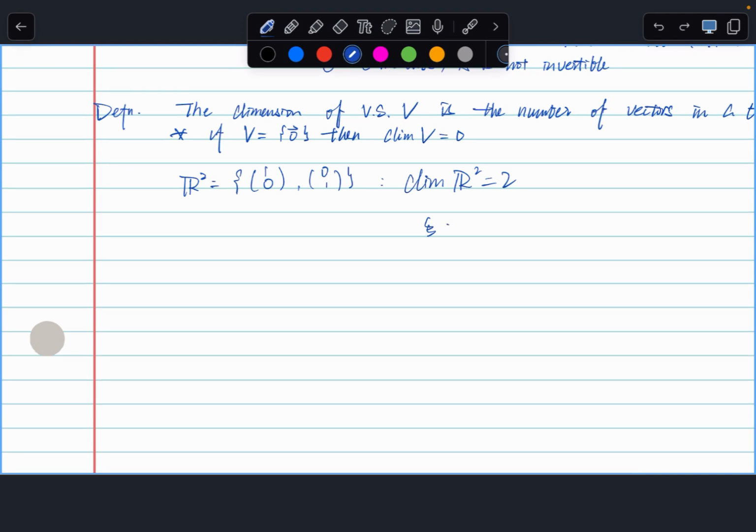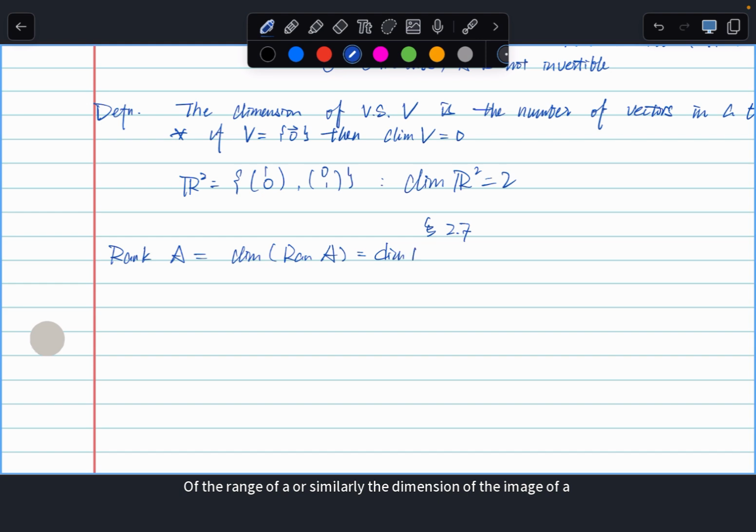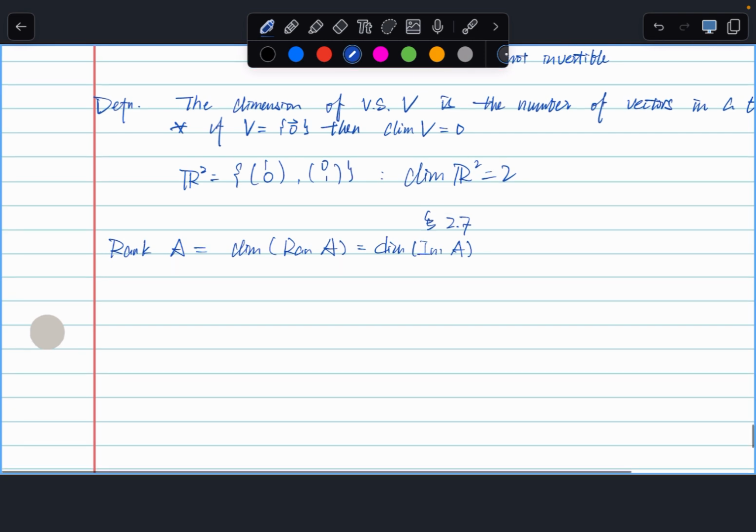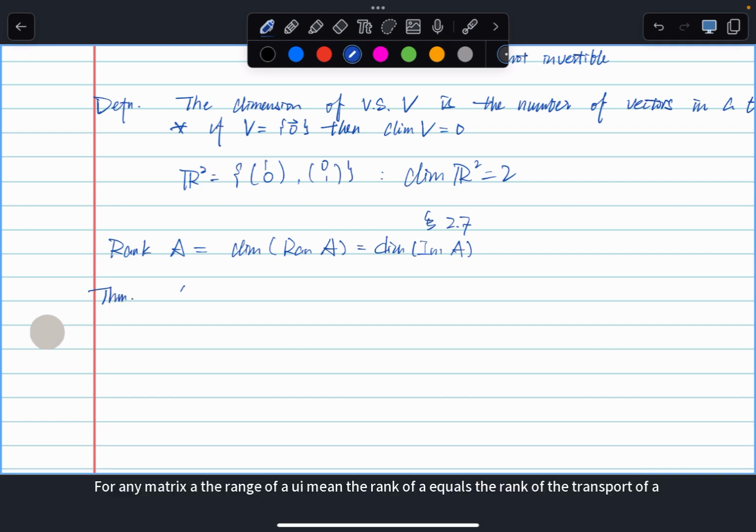Okay, so we define the rank. Rank of matrix A equals the dimension of the range of A, or similarly the dimension of the image of A. And there is a special theorem saying that for any matrix A, the rank of A equals the rank of the transpose of A.